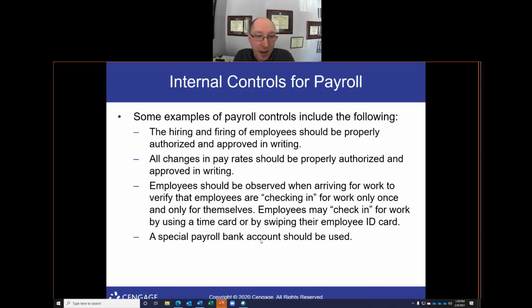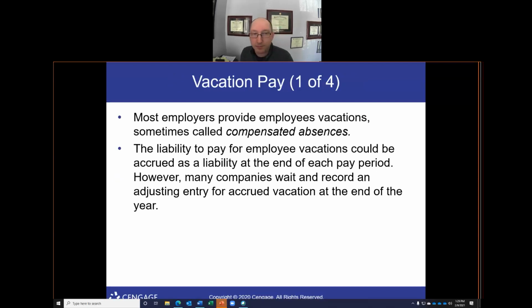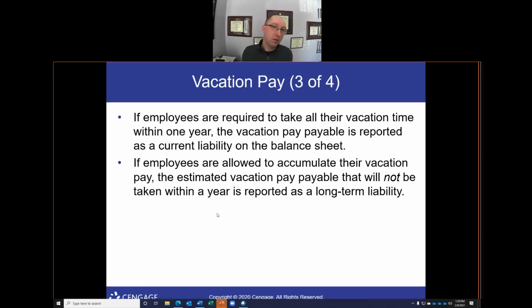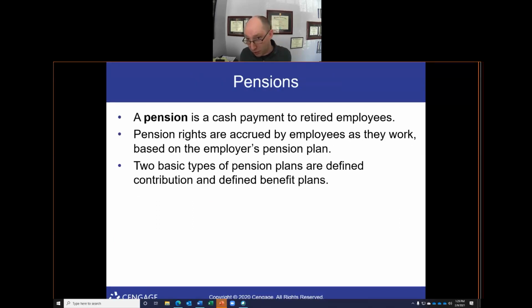Internal controls for payables. The person writing the check should never be the one cashing them. Fringe benefits include things like vacation time, medical, and retirement benefits. We call those fringe benefits. Vacation pay is something that gets accrued over time, like an hour or a couple hours per pay period. It accrues over time. This is a journal entry for that. If you have vacation, I highly recommend you take it. Please take it. Even during these times, we all need a break once in a while.